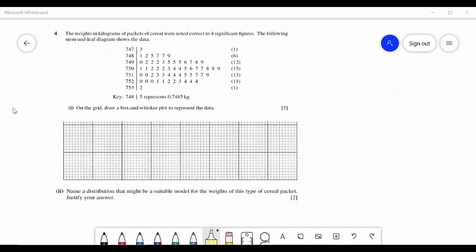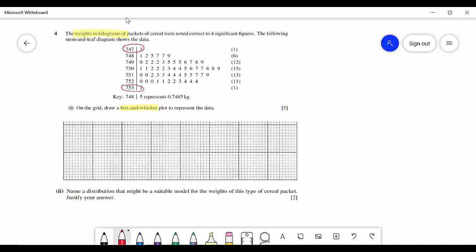For question number 4, they give you the weight in kilograms of packets of cereal, noted to 4 significant figures, and these are in the stem and leaf diagram. First of all, they want you to draw a box and whisker plot. To draw it, you need the 5 number summary: minimum, Q1, Q2, Q3, and maximum. Before we start, you need to find all these 5 values first. The minimum and maximum should be quite easy. This is the minimum and this is the maximum.